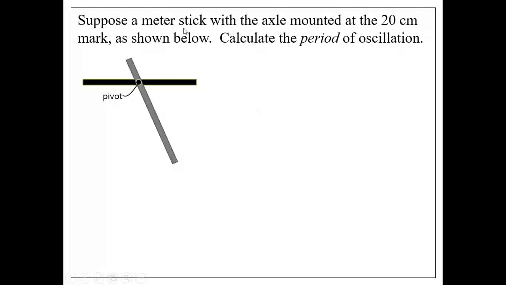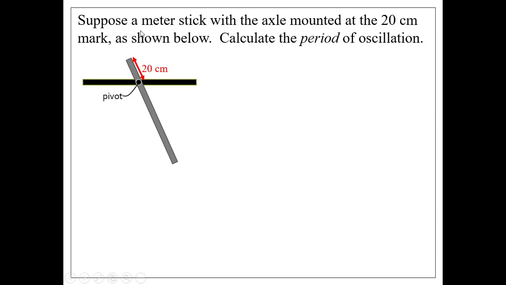In this particular video, we have a meter stick that is mounted 20 centimeters away from the end. So here's the diagram, there's the pivot, and it wants us to calculate the period of oscillation. Let's go ahead and put this 20 centimeters given to us appropriately. My red arrow there just came up. Again, this is just to help you visualize, not drawn to scale. I'm just going to label that 20 centimeters.